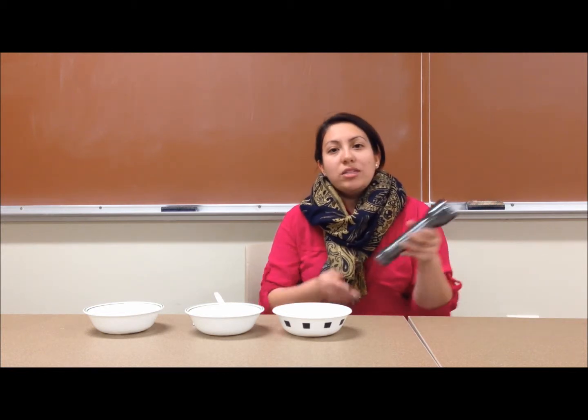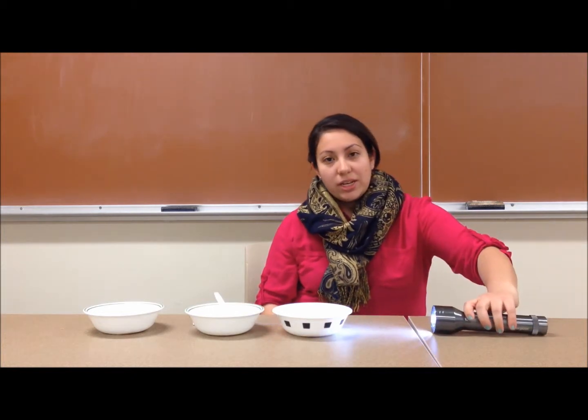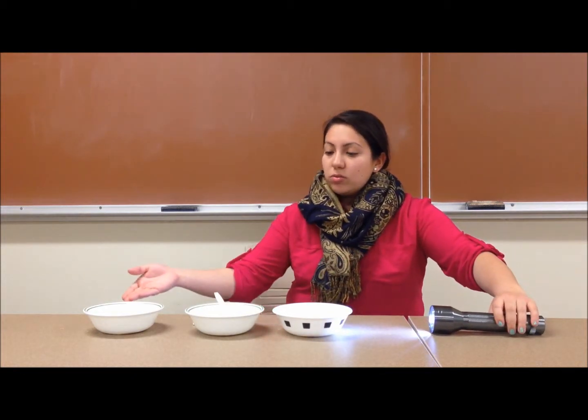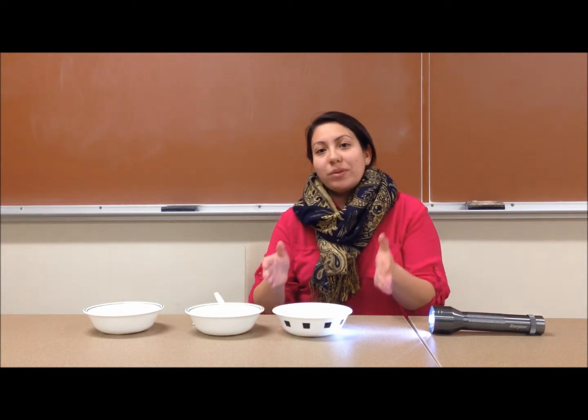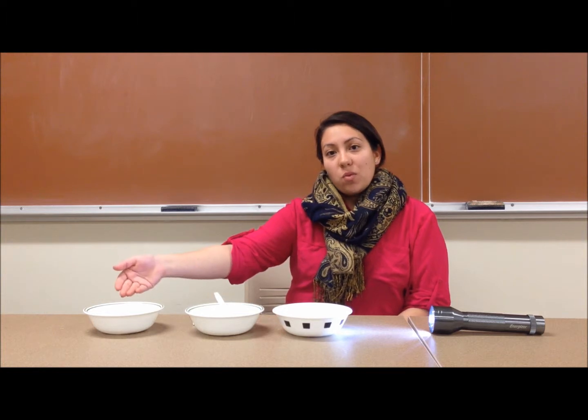So let's imagine this flashlight is the sun. Set it here, close to these three bowls, which each represent a planet. This one's closer, this one's in the middle, this one's a little farther away. We're going to try each one, just like in the Goldilocks fable, and see what happens.